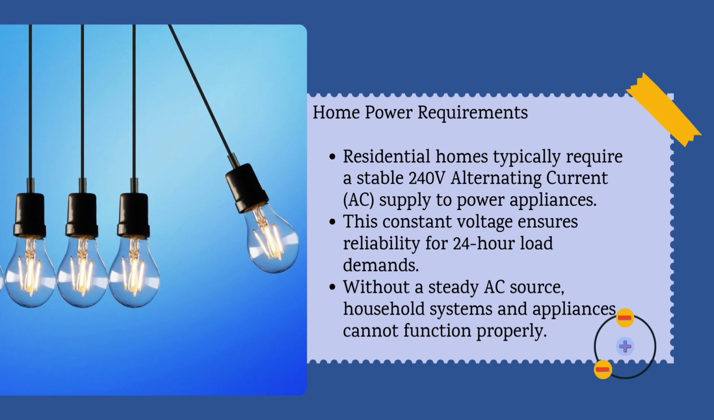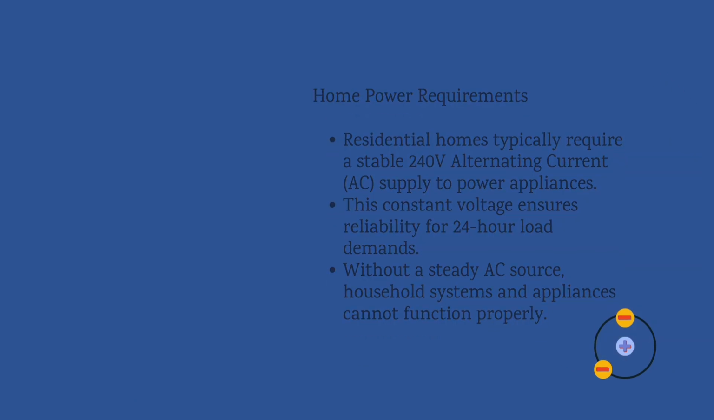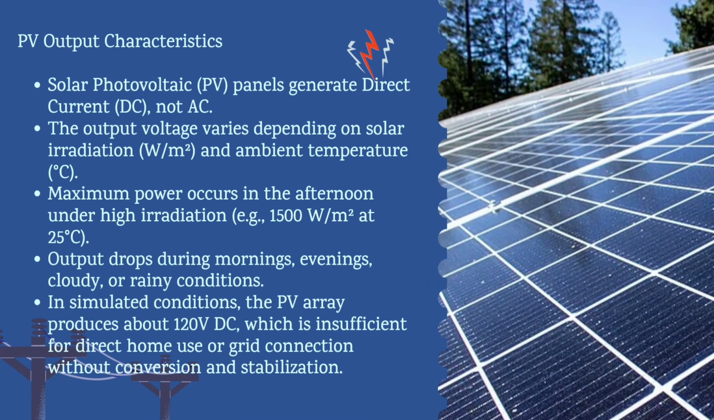Homes are designed to operate on a stable 240 volts of alternating current. This steady AC supply is what is needed for our appliances like refrigerators, air conditioners, and washing machines. Without the stable AC, appliances may malfunction or fail to operate. Thus, we need to provide a properly regulated supply, which can be solved with solar photovoltaic panels.